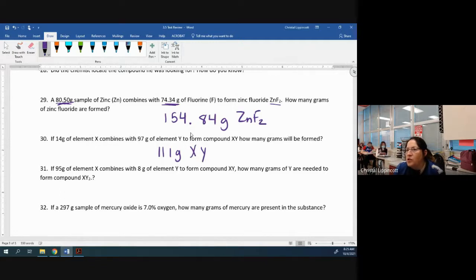So this is one of those ratio ones. If we have 95 grams and 8 grams going into XY, they want to know if we created XY2, how many grams of Y we would need. So that would be 16, because we would end up needing twice as much. So this is a ratio problem here. If this to this is X to Y, then if we doubled Y, how many Y would we need?